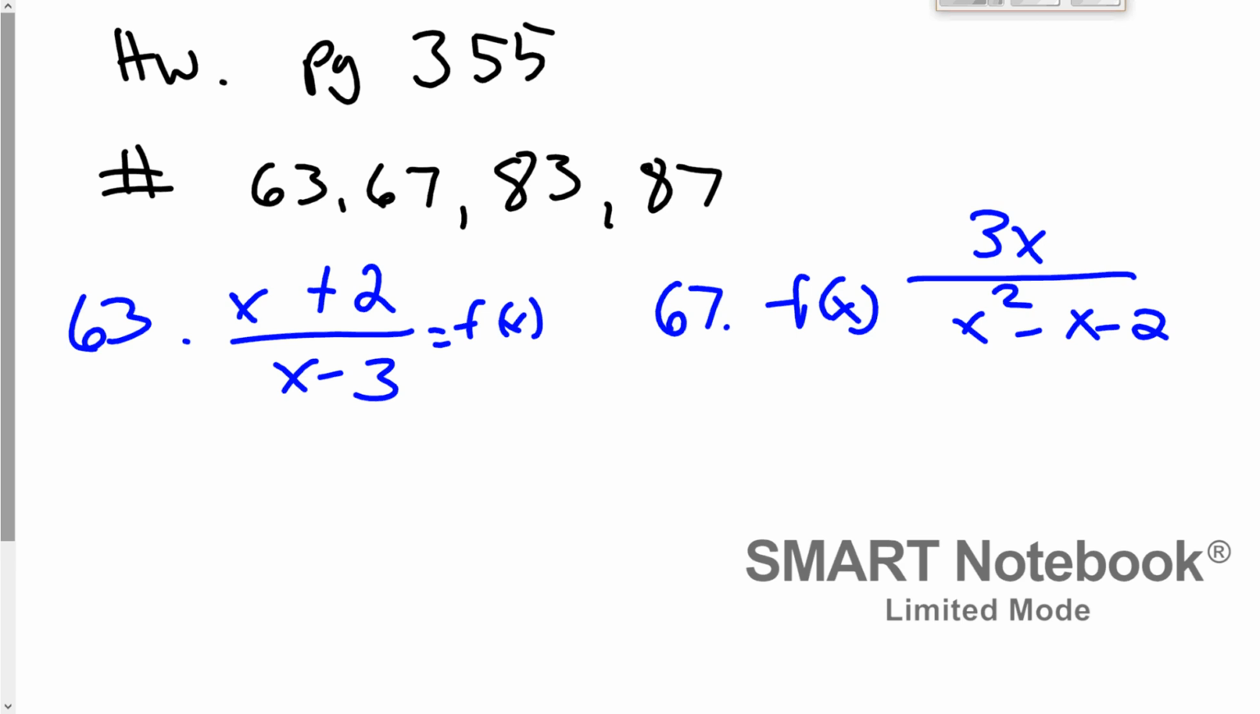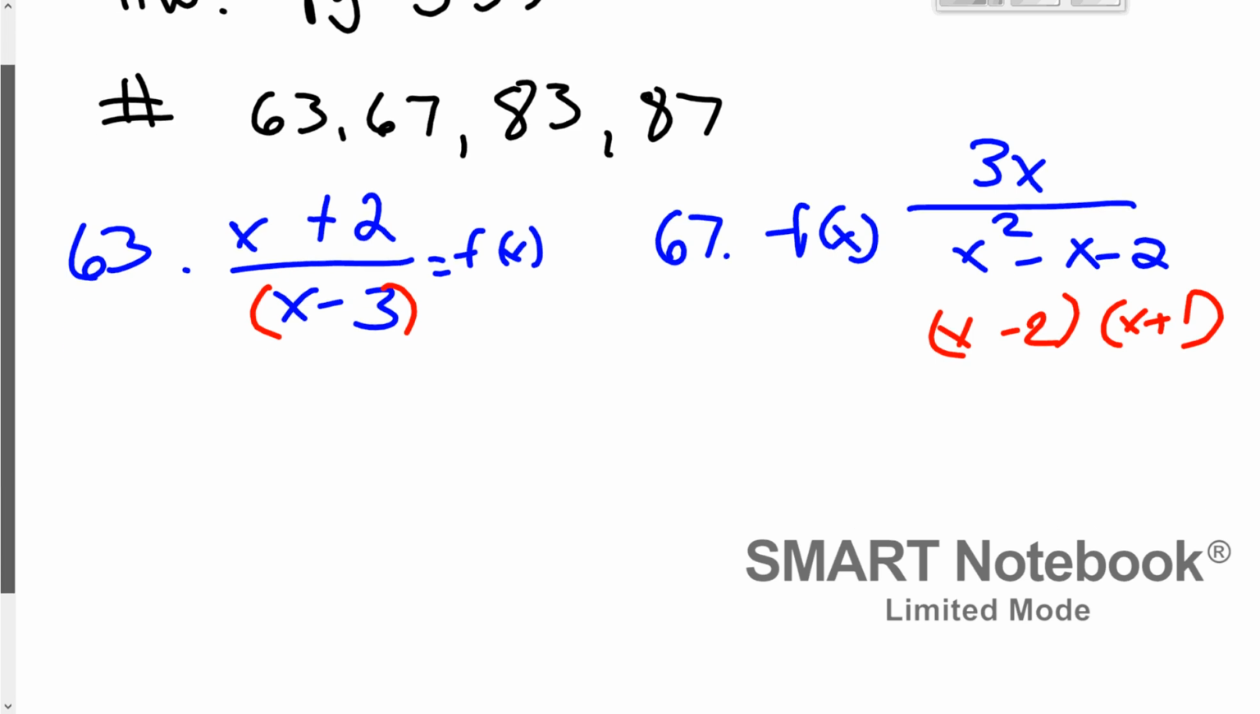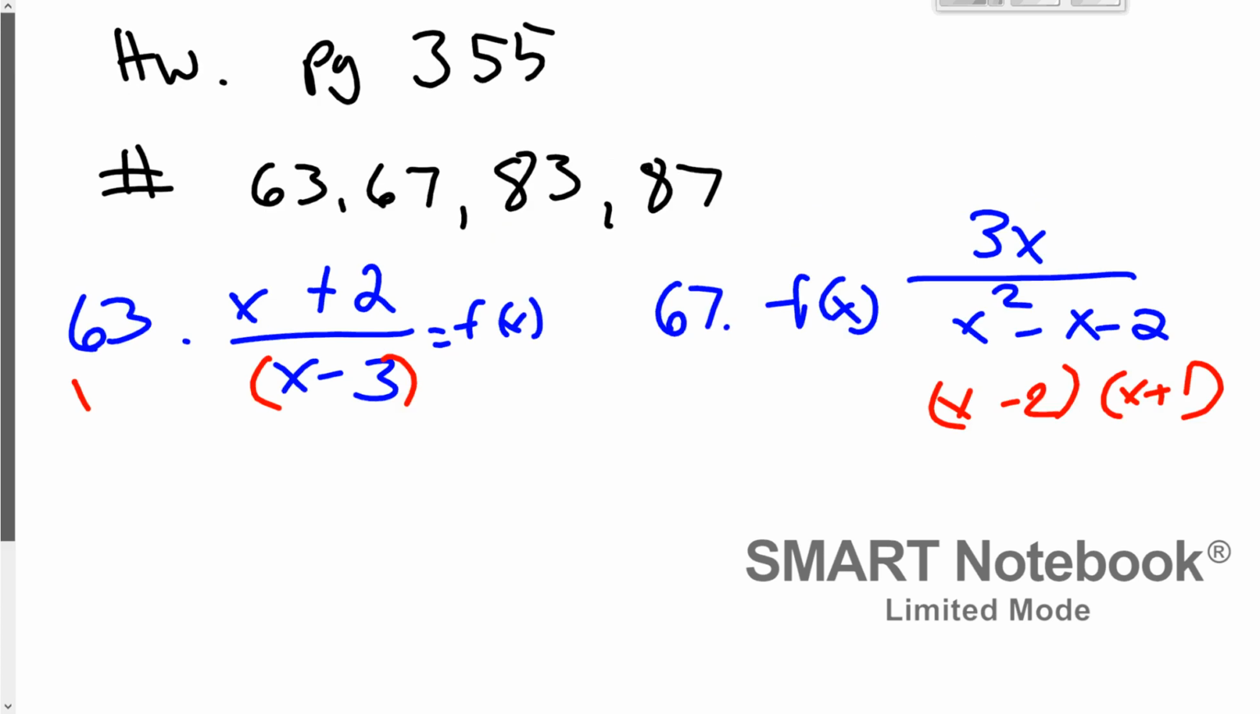Okay, so here's 63 and 67. Alright, so vertical asymptotes, nothing cancels here. On the one on the left, on 67, you can factor that to x minus 2, x plus 1. Again, nothing cancels. So we set these factors. Here are my two factors on 67. They have a multiplicity of 1 each, so you could use that when you're graphing, after you graph your vertical asymptotes. But to find those vertical asymptotes, we set these equal to 0, so that means x equals 3 is a vertical asymptote on that one, x equals 2, and x equals negative 1.